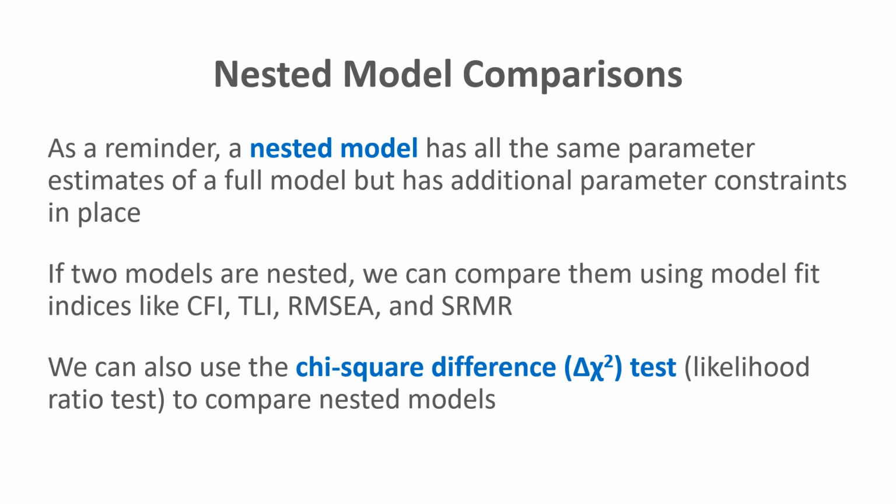Now, if two models are nested, we can compare them using the model fit indices like CFI, TLI, RMSEA, and SRMR like we already went over, and so hopefully you're comfortable interpreting those indices. Generally, whichever model has better levels of those four different fit indices is going to be the better fitting model. But we can also use what's called the chi-square difference test or a likelihood ratio test to compare the nested models too. This gives us a statistical test of that nested model comparison, meaning that we're going to have an associated p-value that we can evaluate statistical significance with.